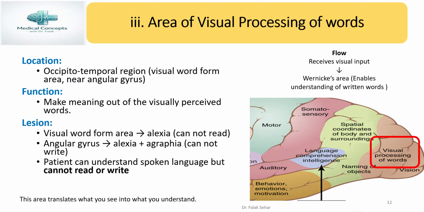It results in alexia, and agraphia if the angular gyrus is also affected. In this condition the patient cannot read or write, but can still understand spoken language.